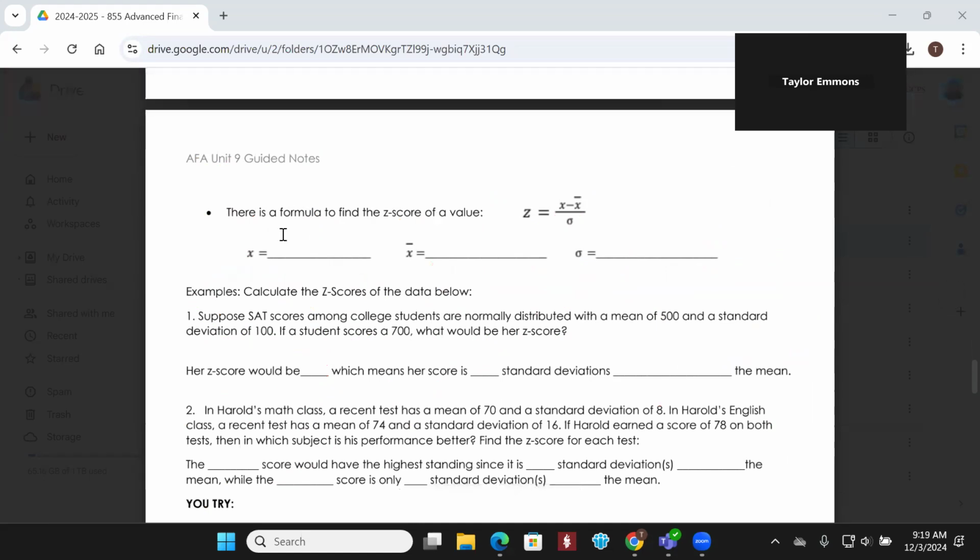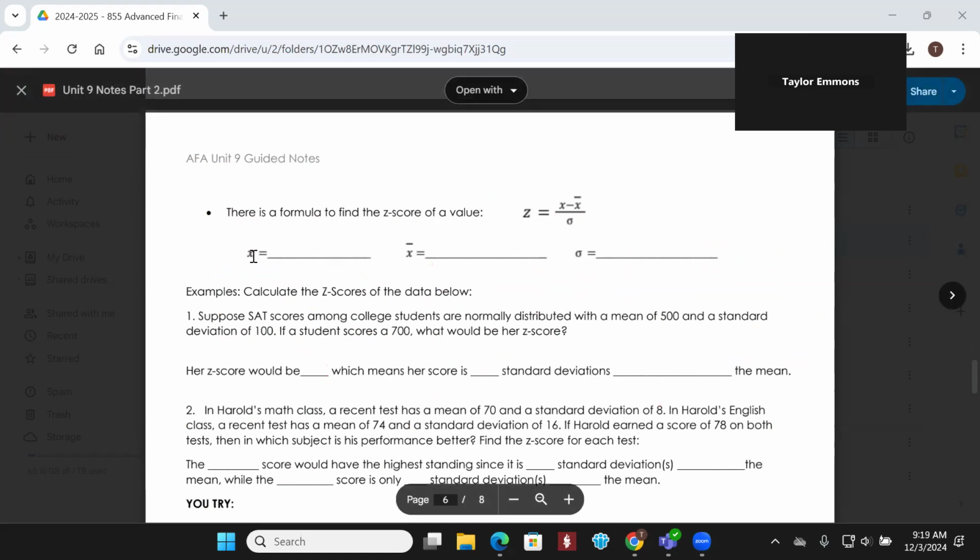It's so upsetting. All right, so there is a formula to find the z-score of a value. Okay. So x is going to represent whatever point you're trying to find. X bar represents the mean, and then sigma represents the standard deviation.